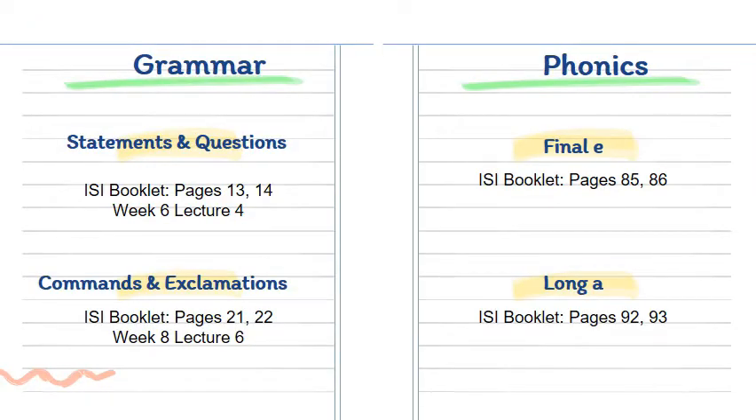Let's start. In grammar, we have two lessons, statements and questions. You can refer to the ISI booklet pages 13 and 14. Also, you can go to week 6, lecture 4 on the application. For commands and exclamations, we have ISI booklet pages 21 and 22, or week 8, lecture 6. In phonics, we have the final E. You can go back to ISI booklet pages 85 and 86. For the long A, you can go back to ISI booklet pages 92 and 93.